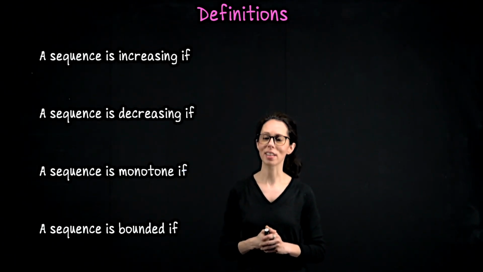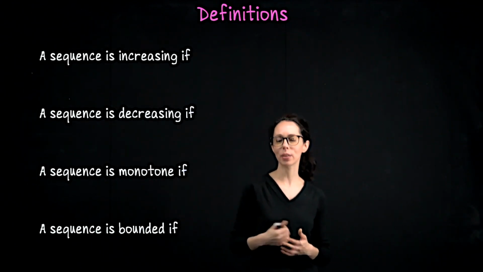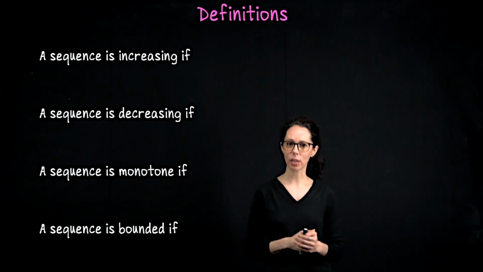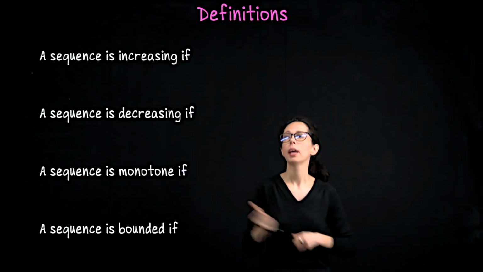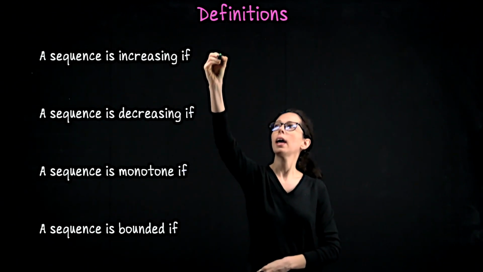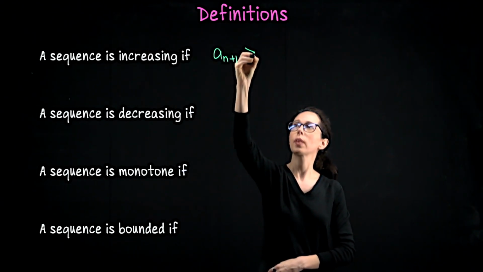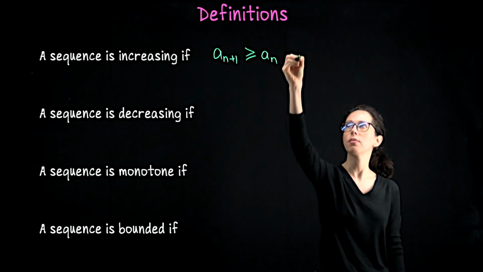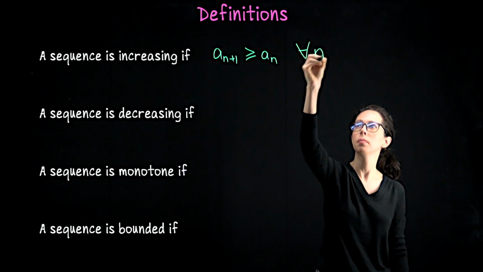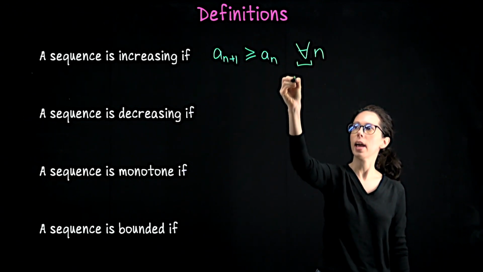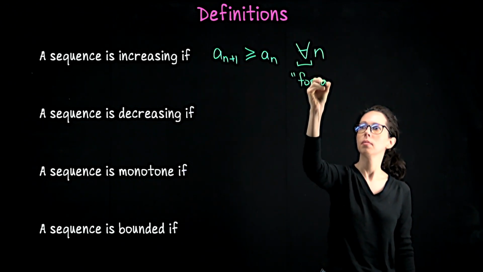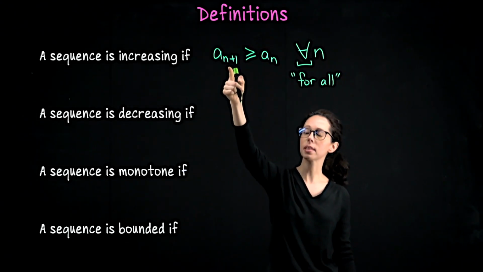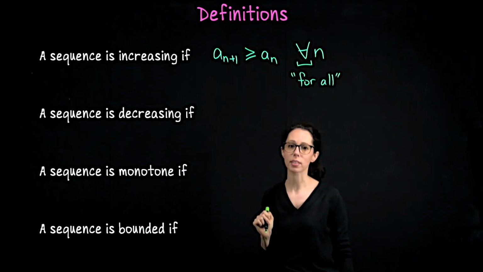Let's go through the definitions of some adjectives that we might want to apply to sequences when we start observing the same kind of behavior over and over. So, an increasing sequence is one where the terms seem to go up. In particular, we'll say a sub n plus 1 is greater than or equal to a sub n for all n. I'm going to write for all with this upside down A symbol. So in math, whenever you see upside down A, it means for all. So terms in the sequence are at least as big as the previous term.